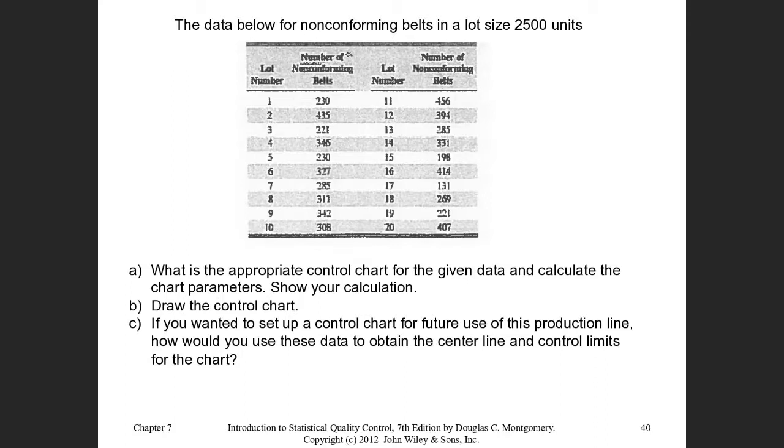It says, what is the appropriate control chart? You have all identified it is defective. So what is the type of control chart we are going to use if it's defective? What is the last decision criteria? Is it P chart or the NP chart? NP chart. Okay.